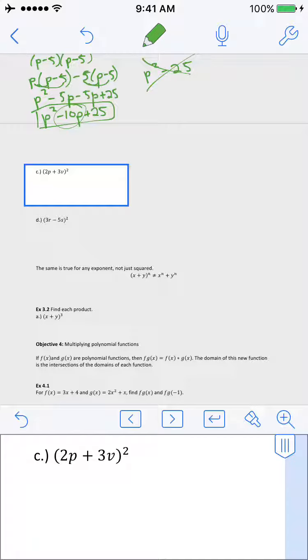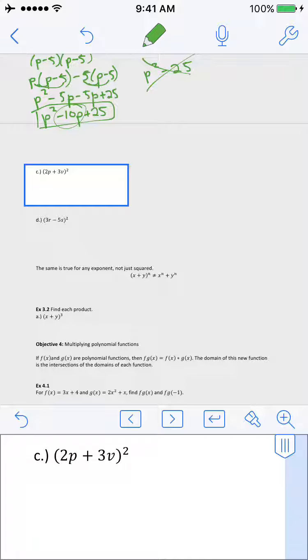Pause the video if you need some time. Okay, so I hope you paused the video and had some time to try this out yourself. If not, and you need more time, please go ahead and pause it.